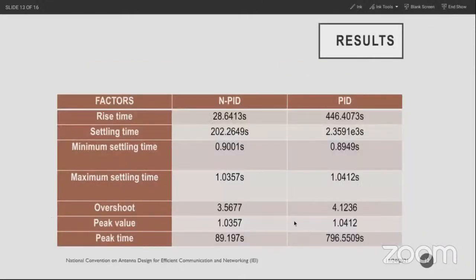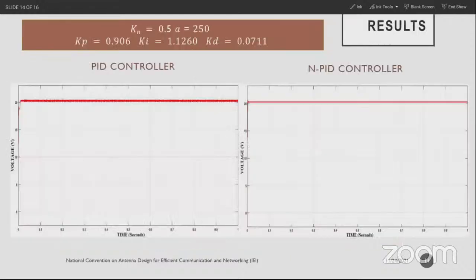This is the time domain specifications of PID and NPID. From this, we can see how it is greatly improved. By the numbers, we can say how it is greatly improved. Rise time is also improved. From this table, we can understand that the time domain specifications of the system are greatly improved. And this is the closed loop control of the boost converter response. For the voltage, it shows how great the oscillations are. Here it is considerably reduced.